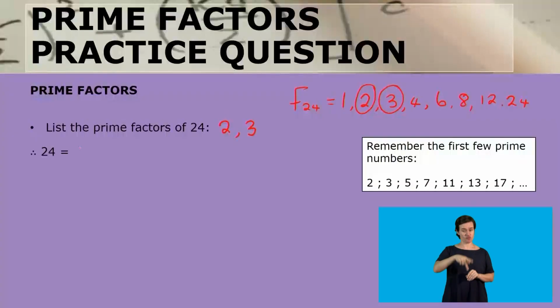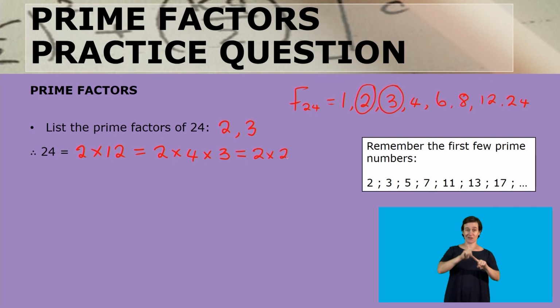So we know that 24 is made of 2 multiplied by 12, or 12 multiplied by 2. But because 12 is not a prime number, we can break down that number even further to say this is 2 multiplied by 4 multiplied by 3, because 4 multiplied by 3 gives us 12. And then we can break it down even further because 4 is not a prime number, and then we can say that is 2 multiplied by 2 multiplied by 2 multiplied by 3. So now I have written 24 as its prime factors.